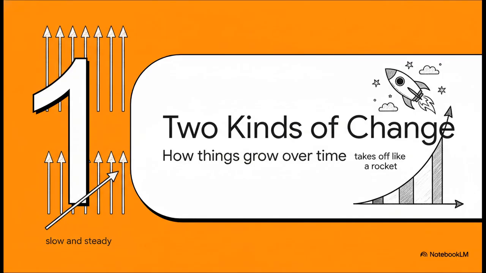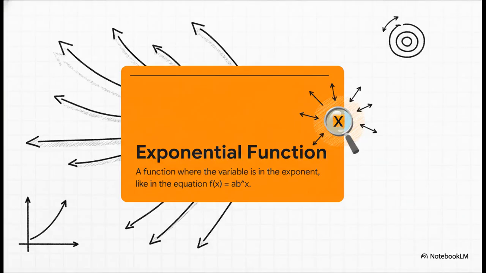Okay, so let's get down to it. We're going to look at the two fundamental ways things can change over time. Think of it like this. One is kind of slow and steady, and the other one starts out slow, but then it just takes off like a rocket. All right, first up, let's talk about the star of our show, the exponential function.